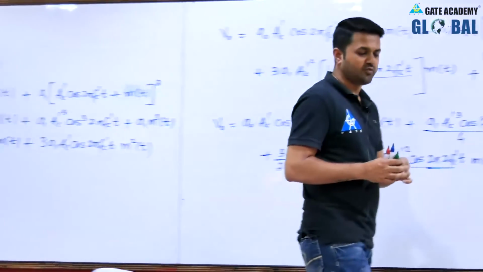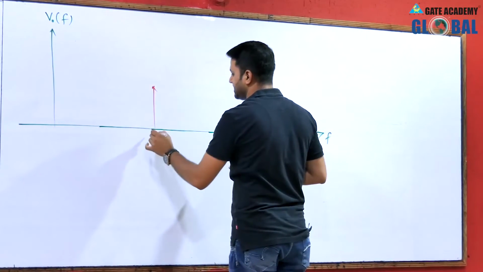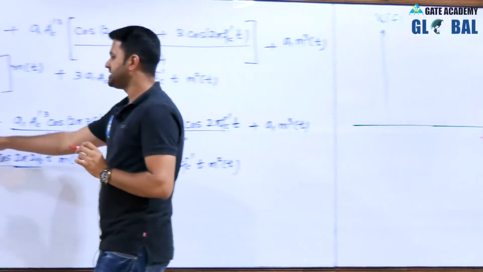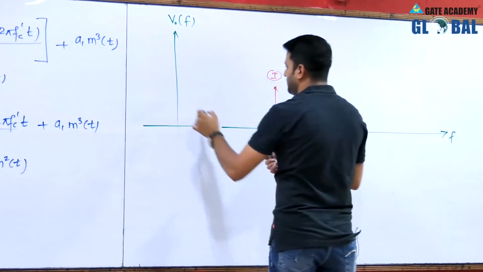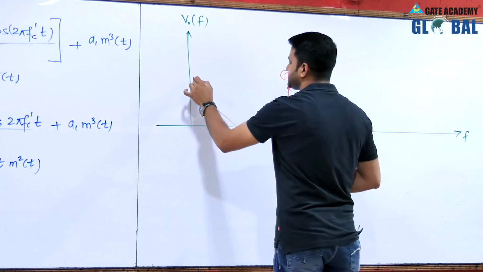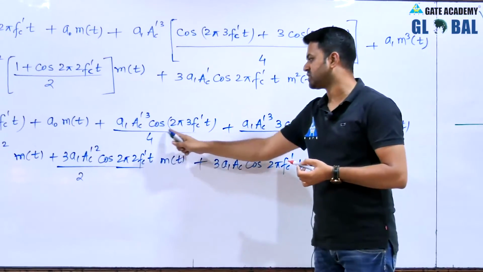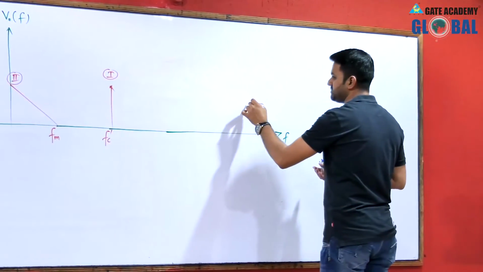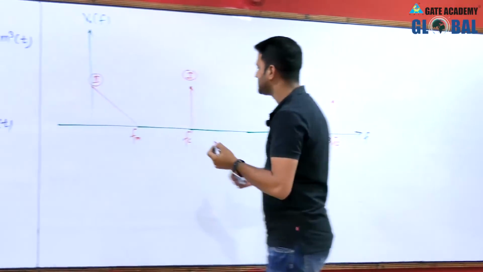So, the first term has a cosine term. The Fourier transform of cosine is an impulse at fc dash, so that is the first term. The second term is m(t), which has Fourier transform M(f), extended up to fm. This is our second term. The third term is A1 Ac dash cube, all constant, times cos 2 pi 3 fc dash, that means an impulse at 3fc. So we will get an impulse somewhere here at 3fc. This is our third term.